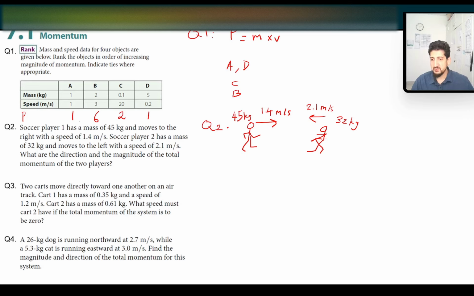Okay, so what is the question? The question is asking, what is the direction and magnitude of the total momentum of the 2 players? So first of all, we have to work out the momentum, and of course momentum equals mass times velocity. So for the first player, it's going to be 45 times 1.4.